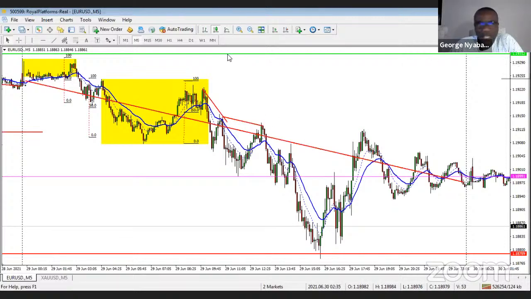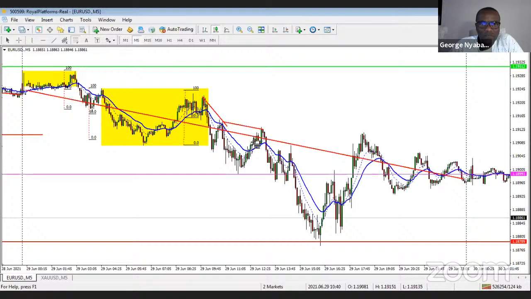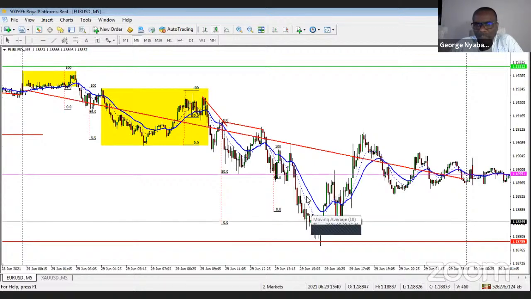But how far can I take this? There is a pattern that we're looking at. I think it might get to there. Or if I'm taking that one there, it might get to there. This is where I could likely take my profits.